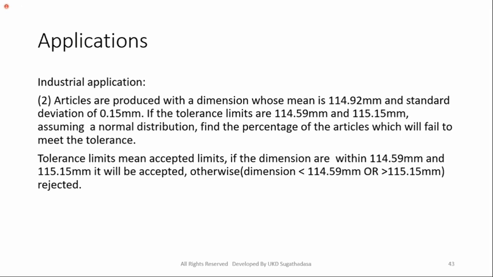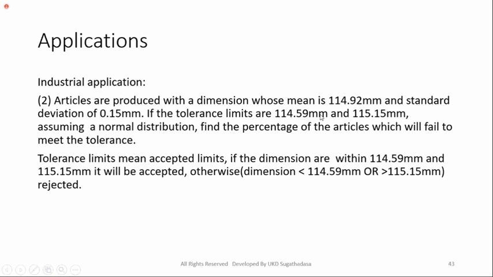You have to convert the normal distribution, otherwise you will not be able to solve. Now, what is the actual problem? Assuming normal distribution, the dimensions vary based on the normal distribution that is given. Find the percentage of the articles which will fail to meet the tolerance. With this specification, we have to calculate how many percentage of the articles will fail to meet the tolerance, right? That's what you want to calculate.